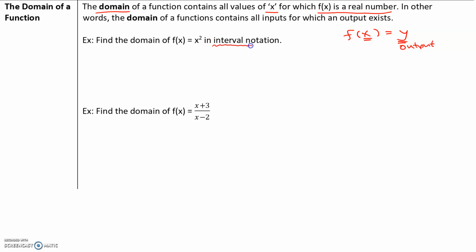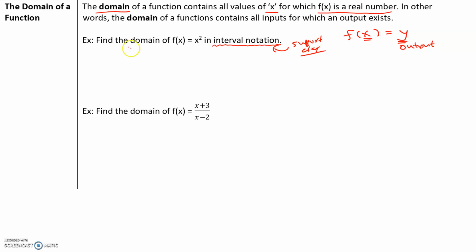Now, interval notation, we will talk more about this in the support part of class. Okay, so don't worry about this too much right now. This we will cover in the support class. Okay, so we'll talk more about that later on.